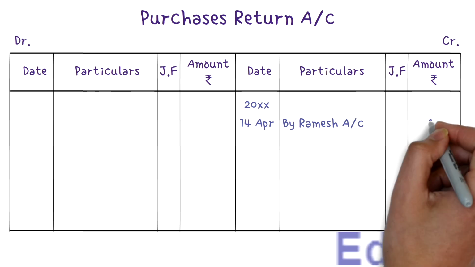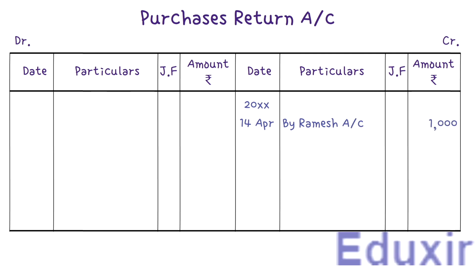Let's then write the credit amount of 1000 rupees in the amount column. That completes the posting of this journal entry into purchases return account. Let us now take up the next entry.